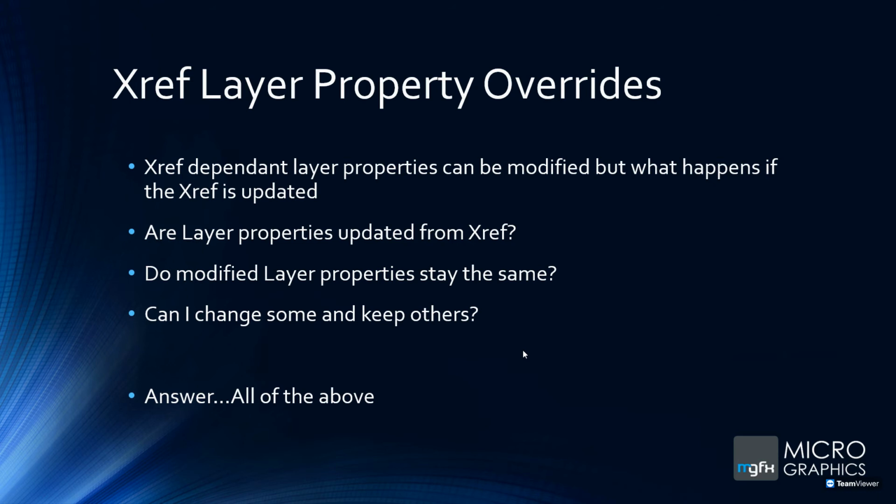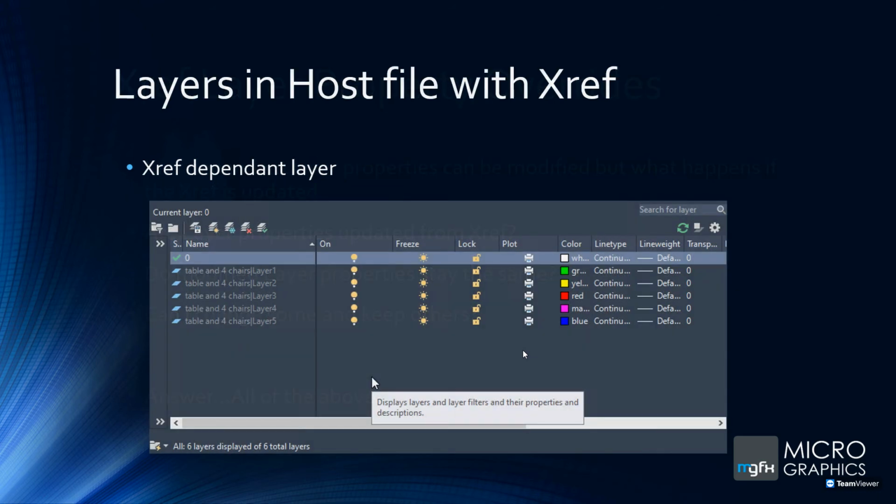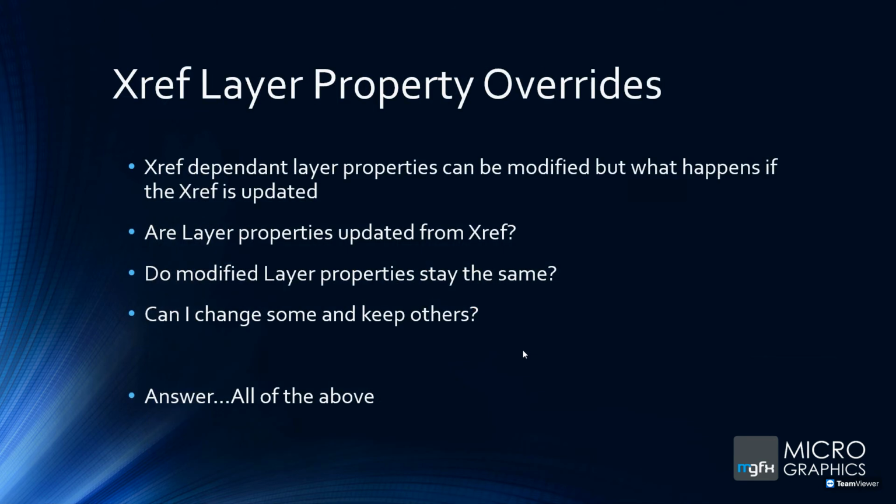Now, Xref layer property override. So, with this over here, if you just take a look at it, you can actually go override any of those different properties over there. Now, when you override them, what happens? So I'm in my host file, override it. I want all the colors to maybe be gray, but obviously you've got the person using the Xref file. So if they make a change, what happens? Are the layer properties updated from the Xref? Does that push through to your file?